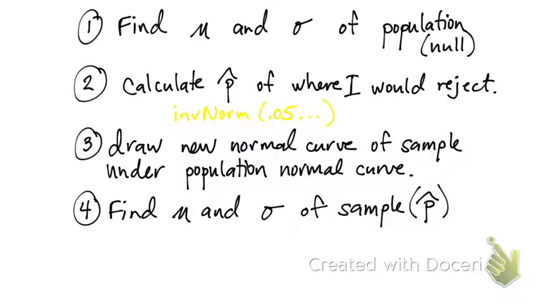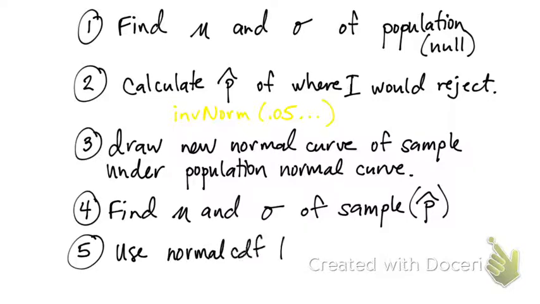So the goal is to find beta. And then step 5 is use normal CDF to calculate beta.